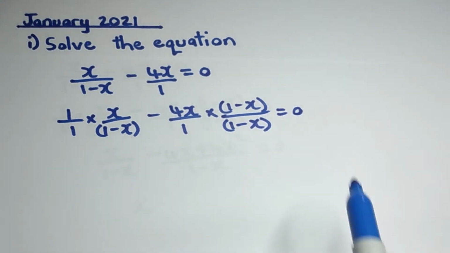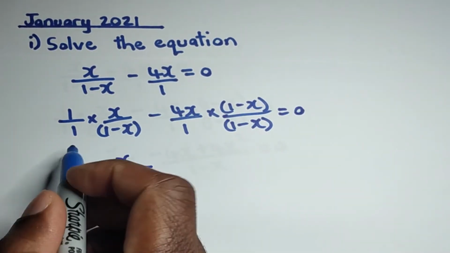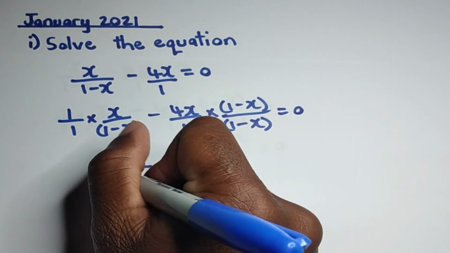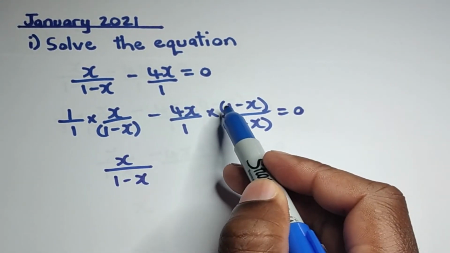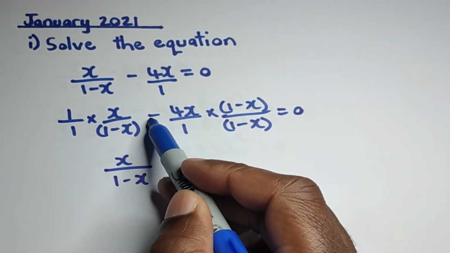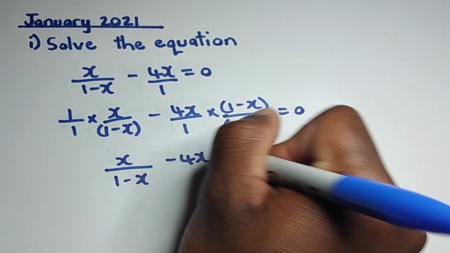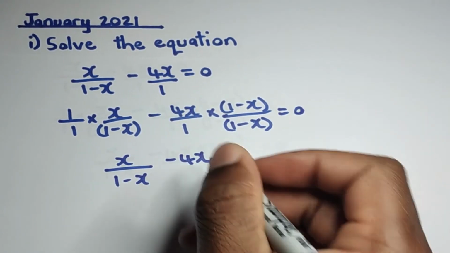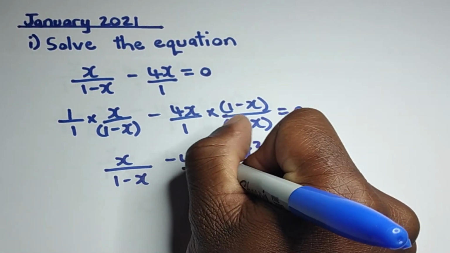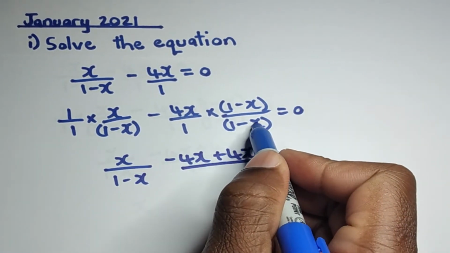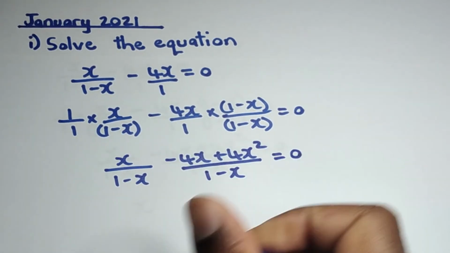All right, so what we are going to do now is to clean this up a little bit. So I'll have 1 times x, which is x, and 1 times 1 minus x, which is 1 minus x. So 1 times anything remains the thing. And here now I'm required to integrate the whole concept of the distributive law. So negative 4x times 1 will give me negative 4x, and negative 4x times negative x will give me a positive 4x squared, all right, over 1 times 1 minus x in bracket, which will remain 1 minus x. And this is equal to 0.